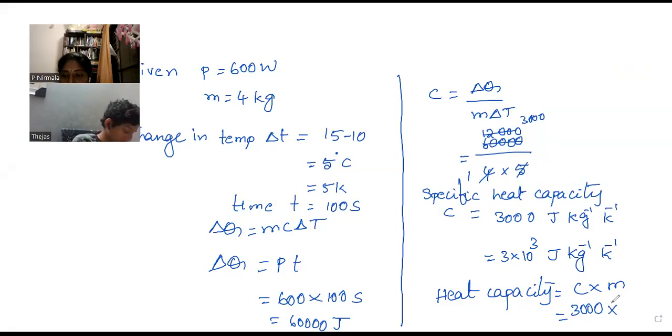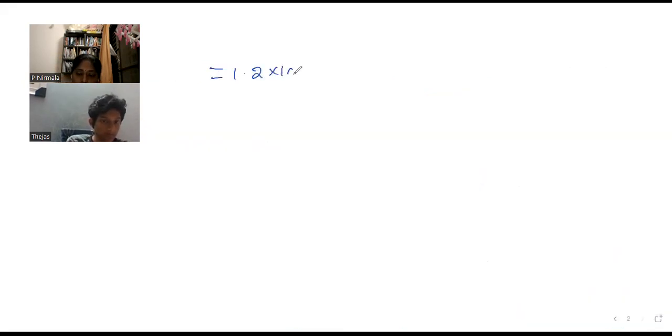So into 4. So 12,000 joule per Kelvin. Yes. So if you write in the decimals, this is 1.2 into 10 to the power of 4 joule per Kelvin.